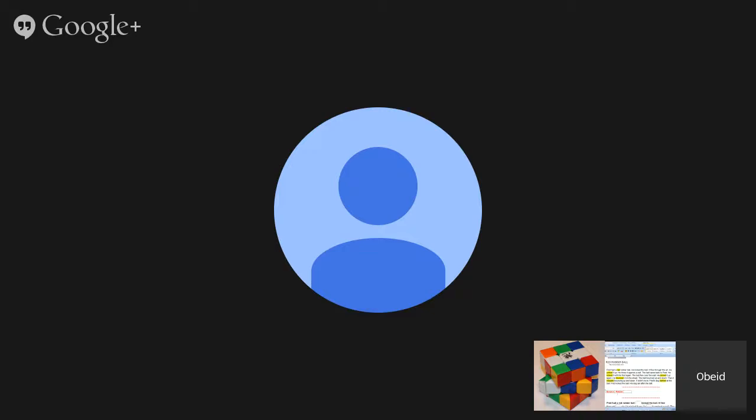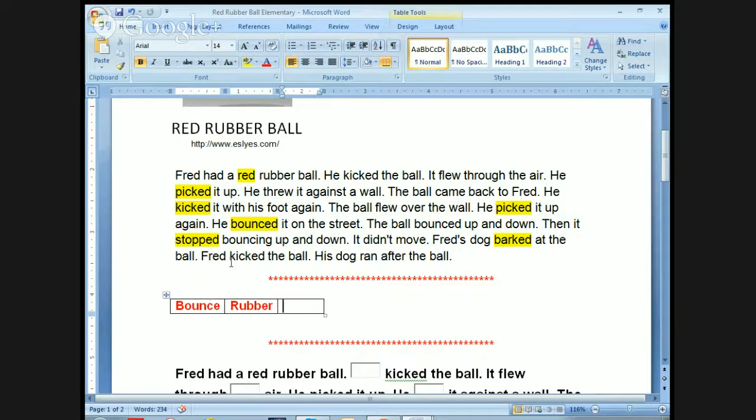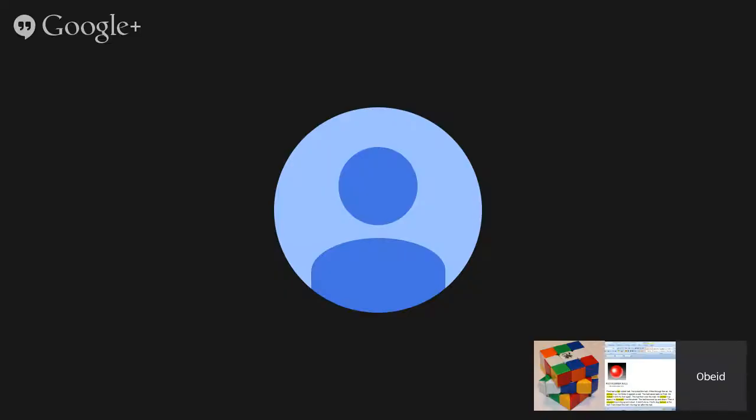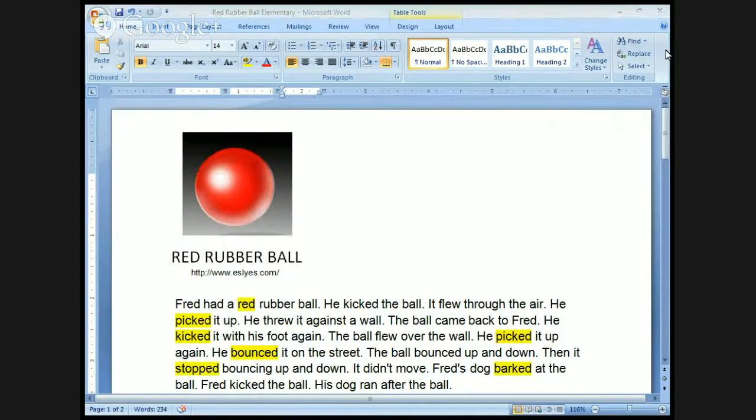Bounce. I didn't know the meaning of bounce and rubber. Okay, bouncing the ball is going up and down, hitting the ball with your hand on the top of the ball, and it goes up and down. And the ball is a rubber ball. Like this is a red rubber ball. Okay. All right. So that's a red rubber ball.